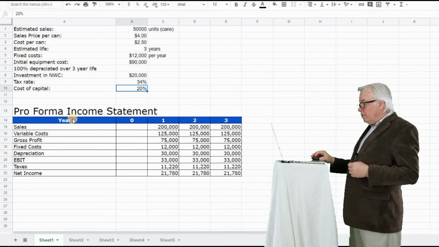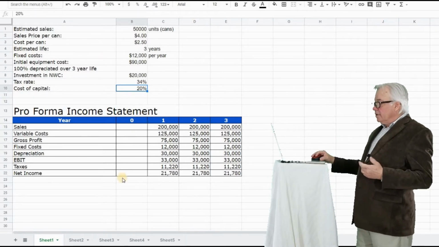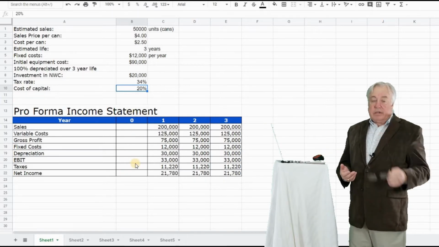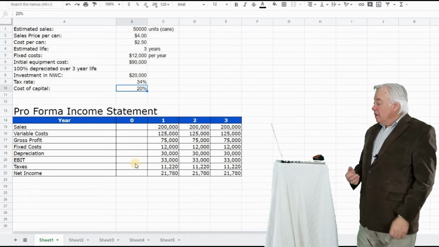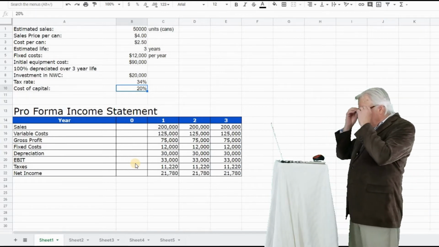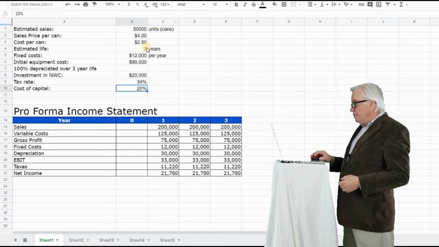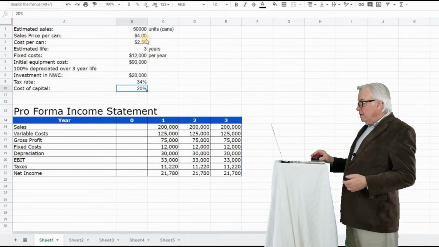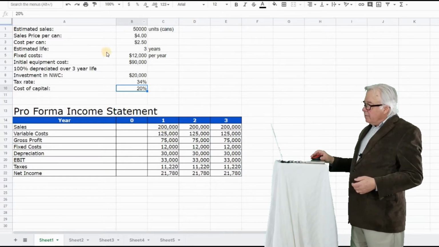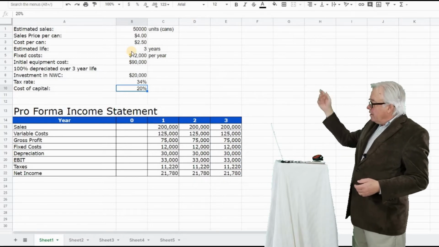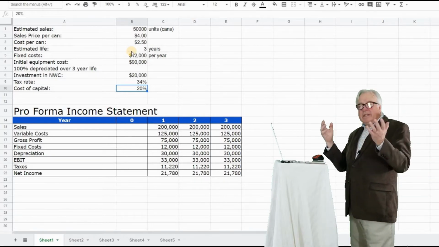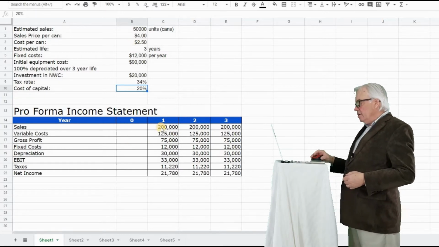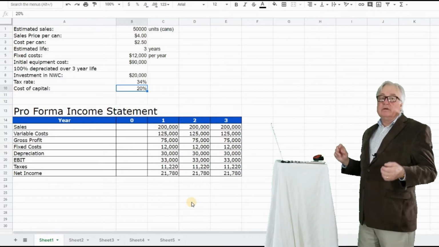So this pro forma income statement: in period 1, right now, there is nothing. I'm not getting anything from this because I don't have it. At the end of period 1, if I have sales of 50,000 units at $4 each, I should have sales of $200,000. So basically we're taking these numbers up here in the raw data field, the assumptions field, and we're turning it into something that an accountant would be comfortable with.